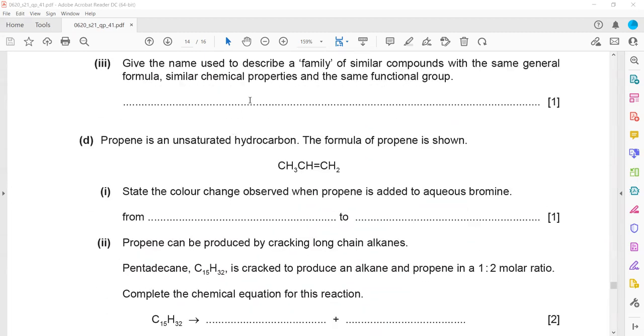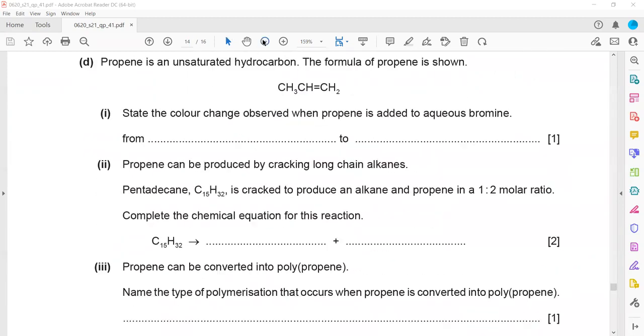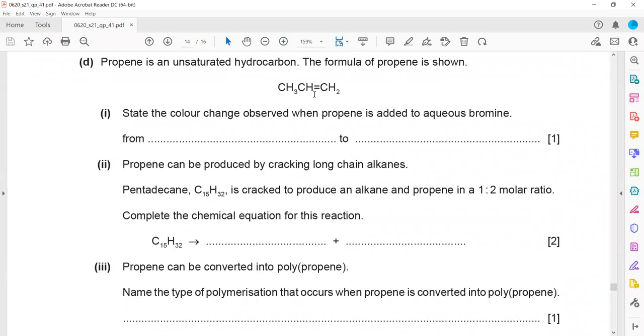Then give the name used to describe the family of similar compounds. These have a similar chemical property and the same functional group. So we call them a homologous series. This is always the name given to compounds which belong to the same class. Like all alkanes are a homologous series.